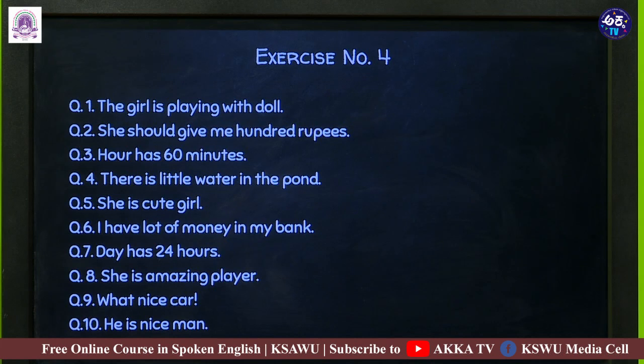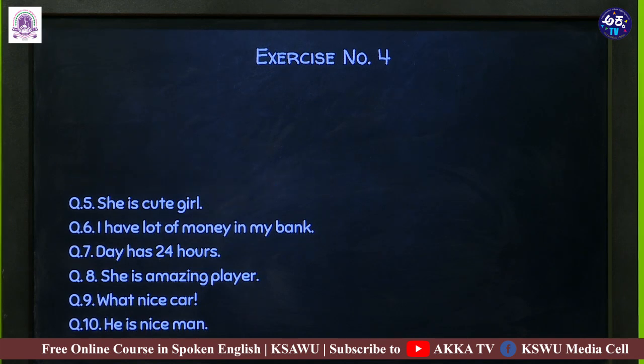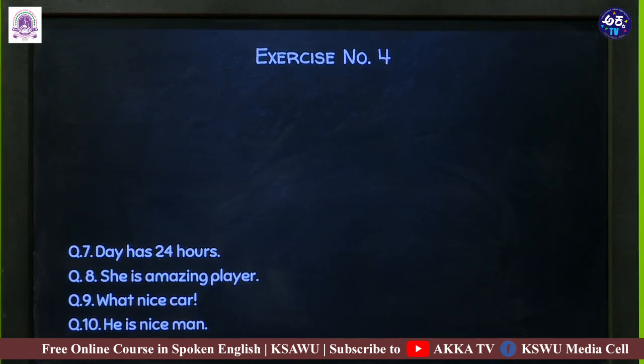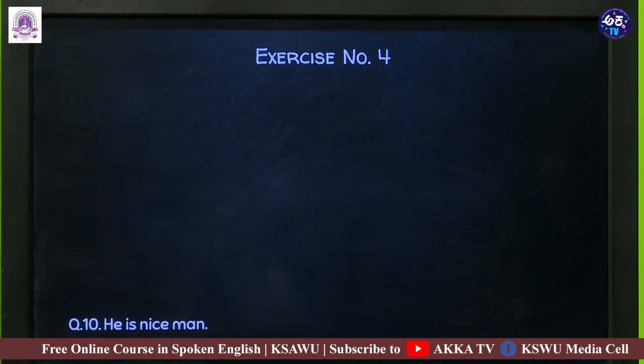So the exercise number 4 questions are like this. The girl is playing with doll. She should give me 100 rupees. Hour has 60 minutes. There is little water in the pond. She is cute girl. I have lot of money in my bank. Day has 24 hours. She is amazing player. What nice car. He is nice man.